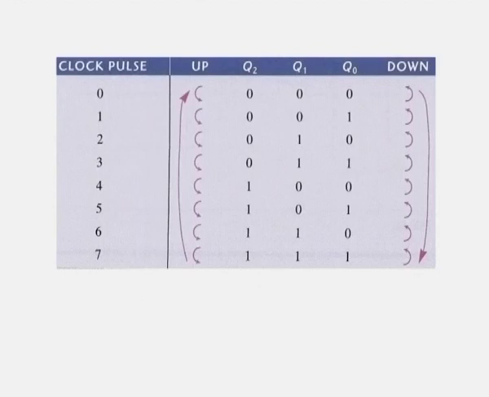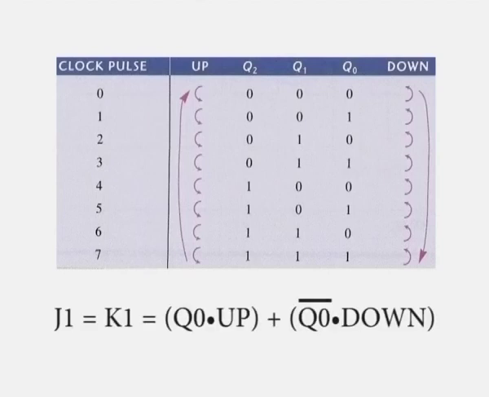For the up sequence, Q1 changes state on the next clock pulse when Q0 = 1. For the down sequence, Q1 changes on the next clock pulse when Q0 = 0. Thus, the J1 and K1 inputs of flip-flop 1 must equal 1 under the conditions expressed by the following equation.